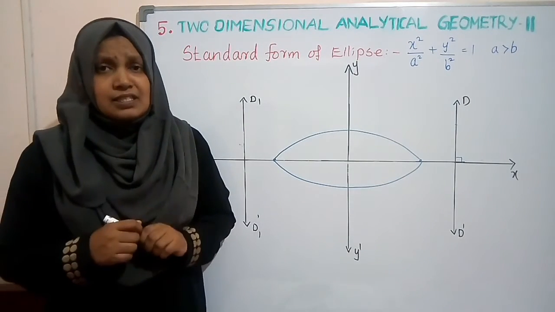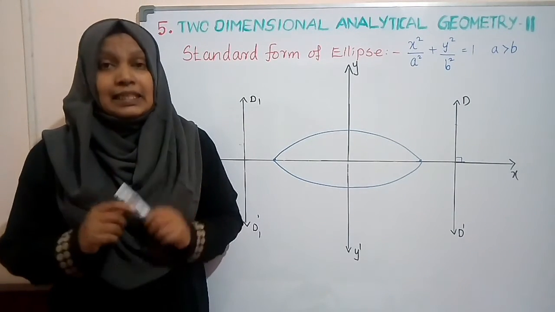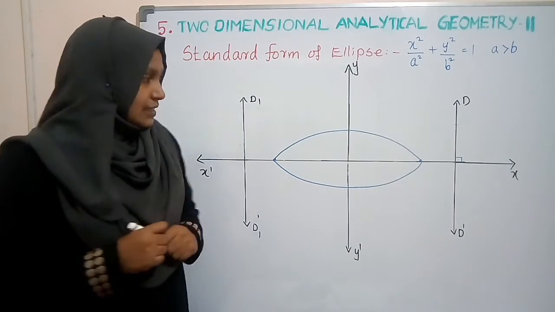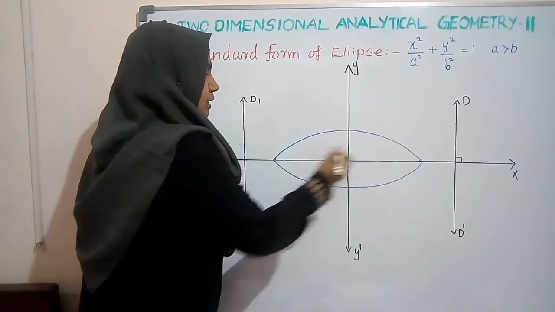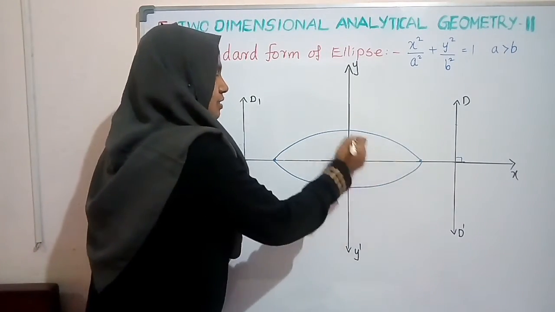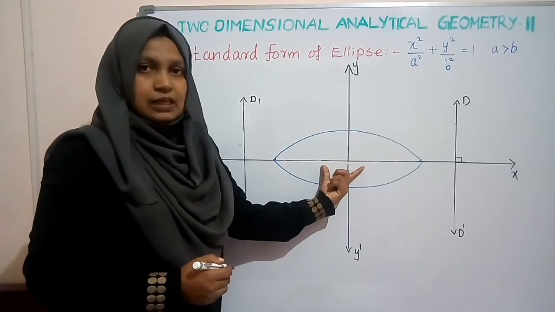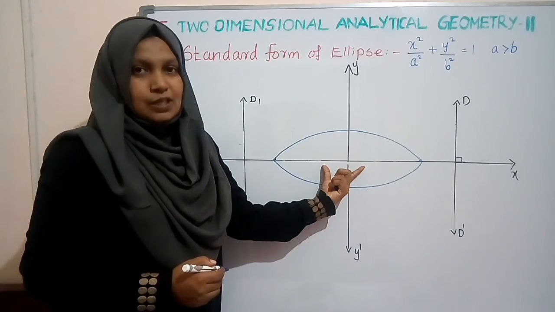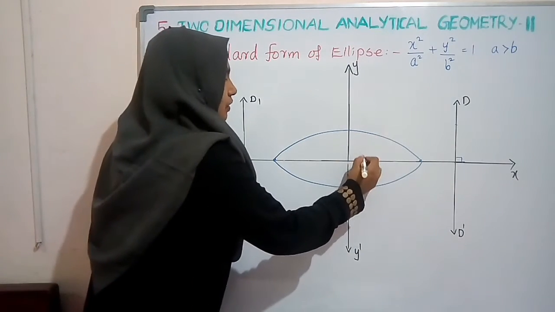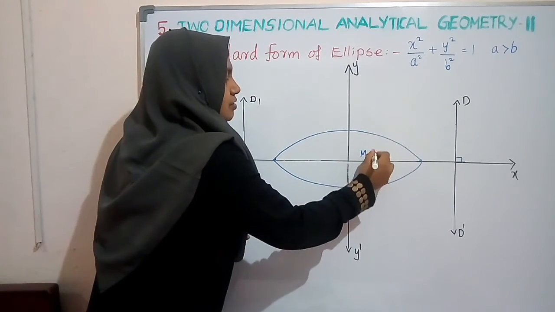And here on this ellipse we have two axes. Inside this curve we have x-axis and y-axis. Which is the longest one? X-axis is the biggest one. So we can write this is our major axis.